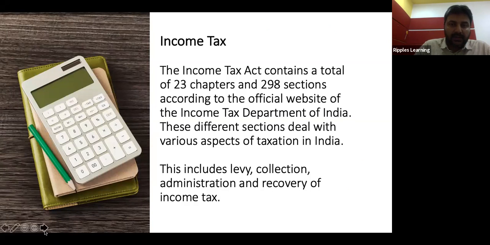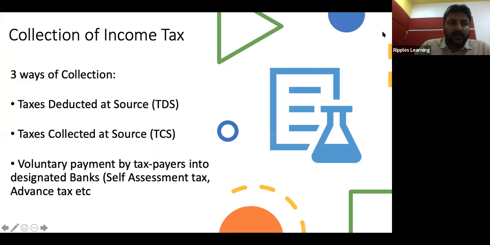Now, coming to collection of income taxes, I think we all have heard of the term TDS. TDS is tax deducted at source. Most of the time when companies are paying salaries, they are deducting tax at source. There is also something called TCS, which is tax collected at source. And then there is voluntary payment by taxpayers into designated banks. This mostly happens in case of advance tax or self-assessment tax.